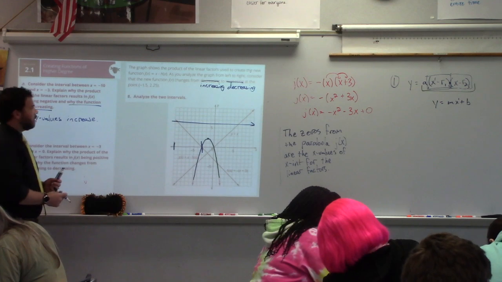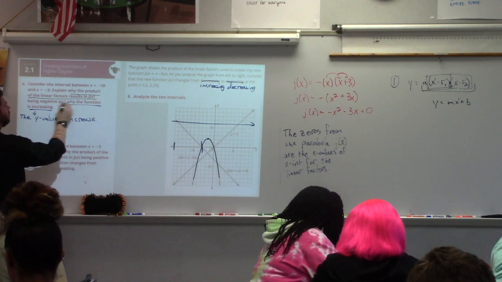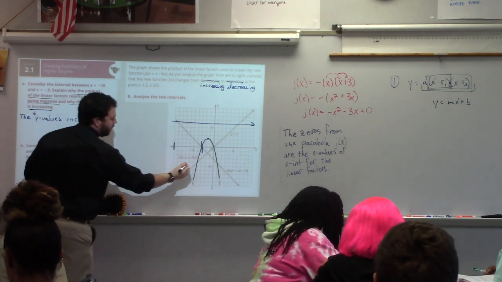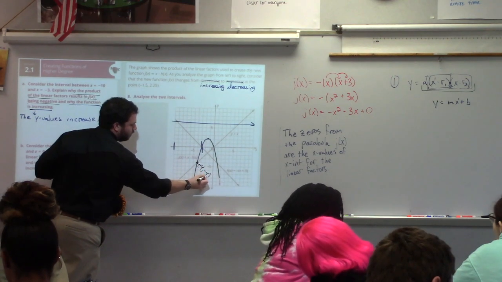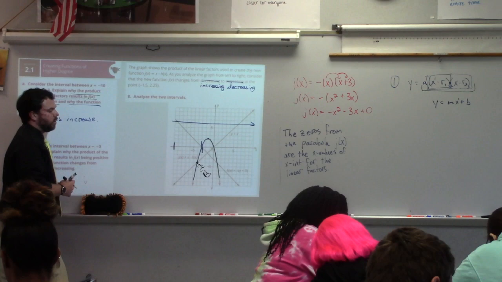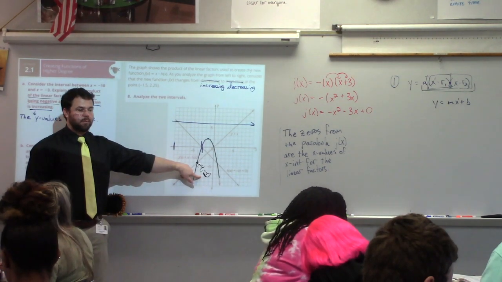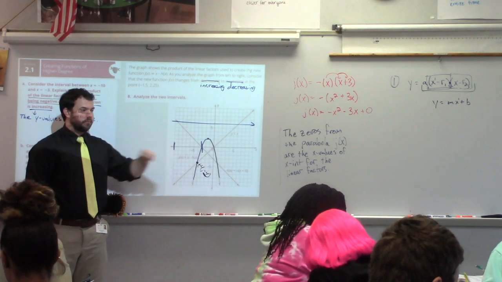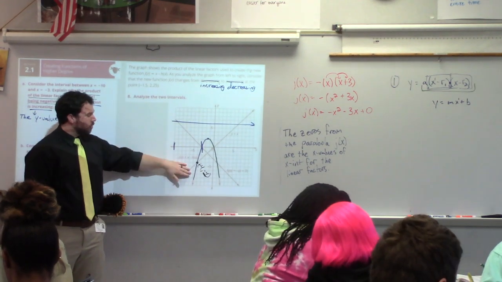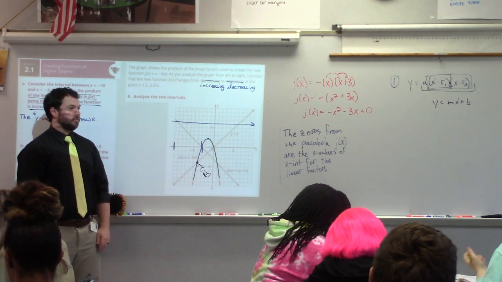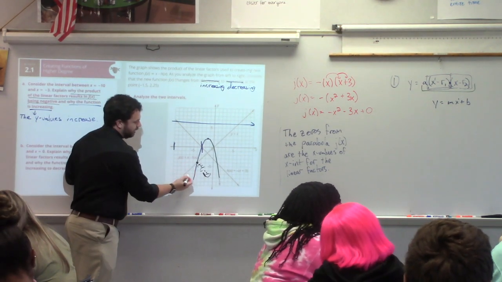Now, the other part up here is explain why the product of the linear factors results in j of x being negative. For example, right here, that is the point negative 4, negative 4. That y value is the product. Why is that product of the linear factors negative? Because it's below the y-axis. Okay, so we know it's negative because it's below the y-axis, but have you talked about the linear factors at all? No. Actually, that's not a great point to use.